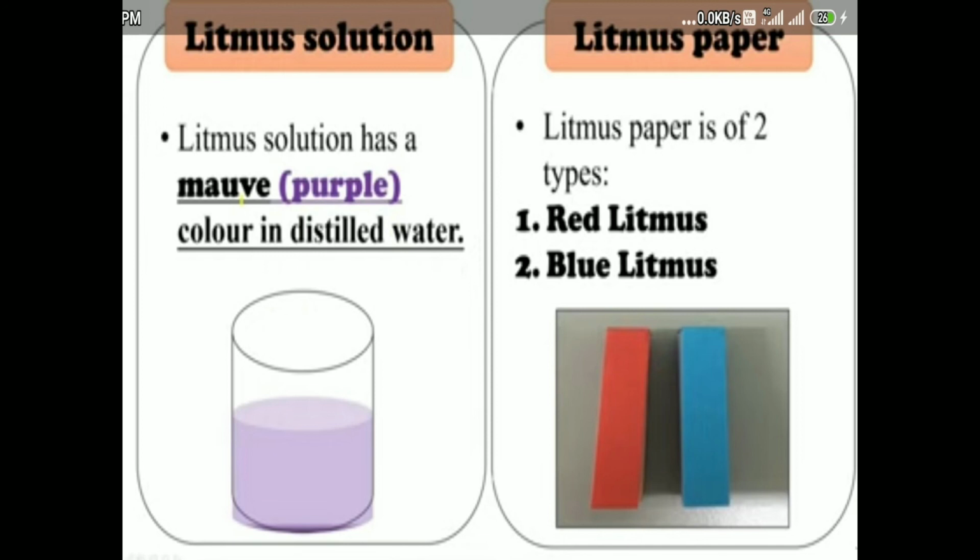Litmus solution. Litmus solution is purple. It is dissolved in distilled water. There are two types of litmus paper. One is red litmus paper. The other one is blue litmus paper.